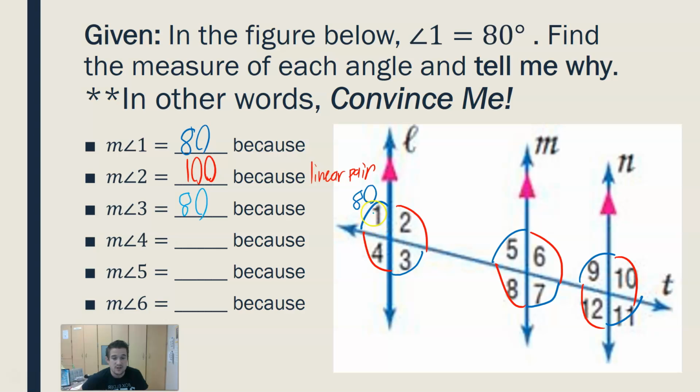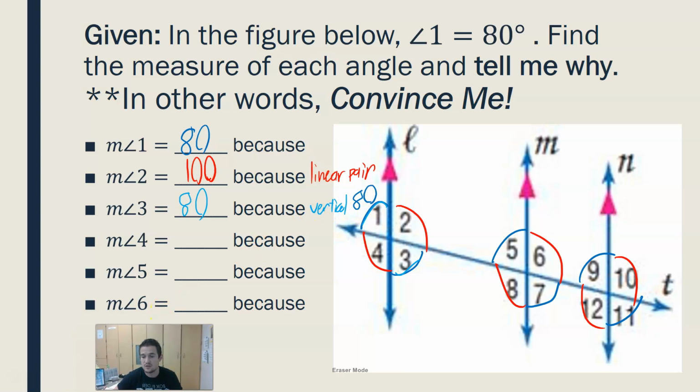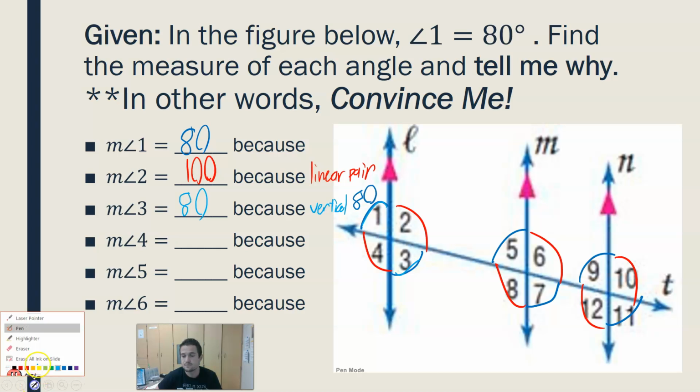Because of a couple reasons. You could say 1 and 3 are vertical angles. They're directly across from each other. I know vertical angles are congruent. Angle 1 and angle 4, again, are a linear pair, so they are going to add up to 180 degrees.